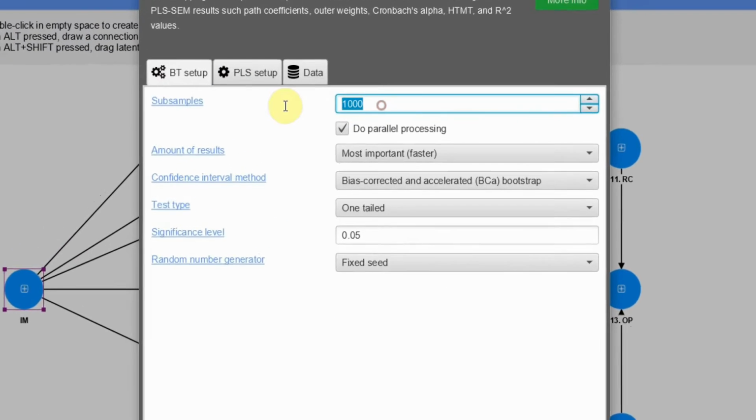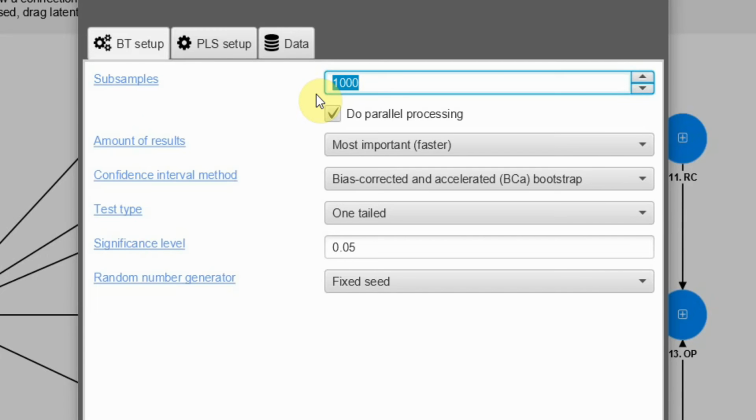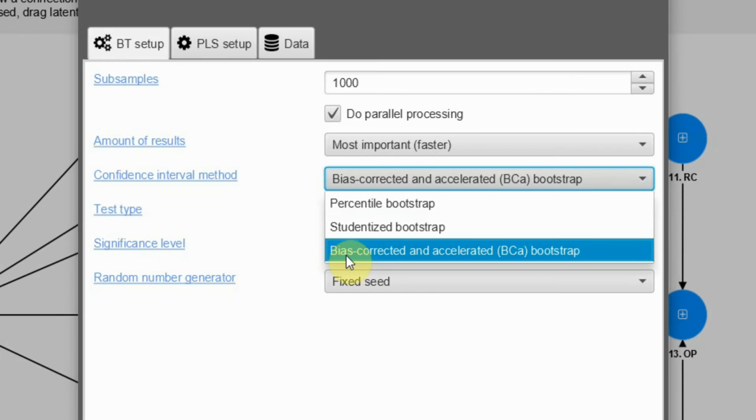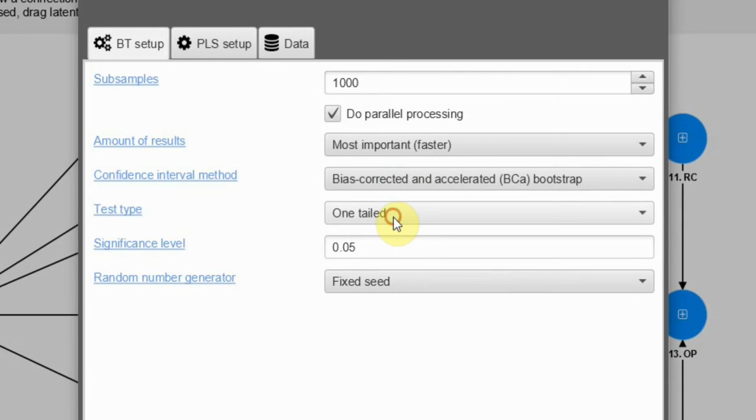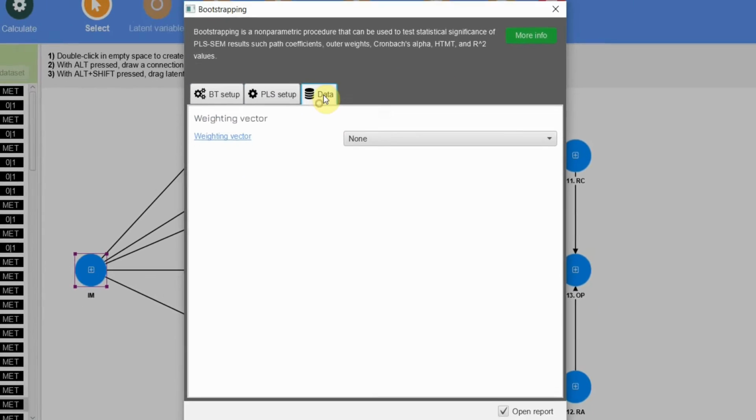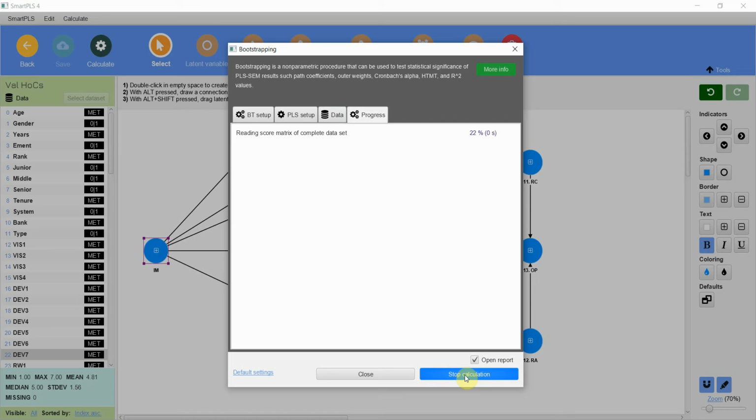Now, normally 5,000 to 10,000 is recommended, but for this video I'm just going to use 1,000. Most important, use for a better or stable solution, bias corrected and accelerated BCA bootstrap. One-tailed, reason being I know the proposed relationships, I know the direction of the proposed relationship. Make sure path is selected. All good. Let's start.